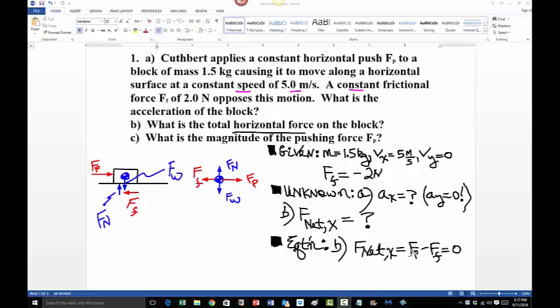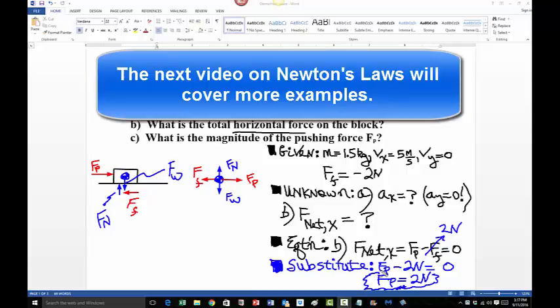So we have F sub P minus F sub F is 0 by Newton's first law. Substitute. The frictional force is 2 newtons. We already have the minus sign to indicate it is along the negative x-axis. We get F sub P minus 2 newtons is 0, or the pushing force is 2 newtons.